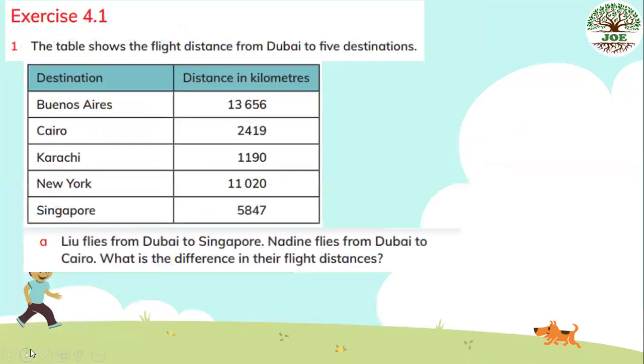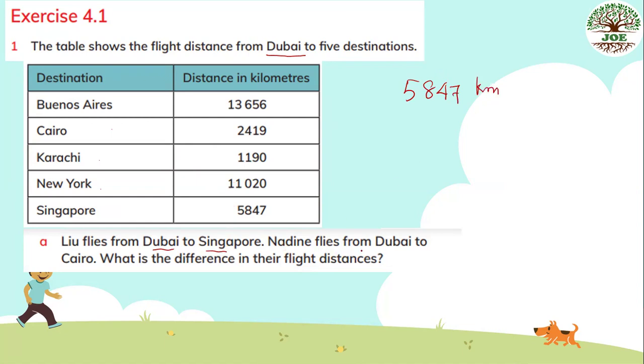Exercise 4.1. The table shows the flight distance from Dubai to 5 destinations: Buenos Aires, Cairo, Karachi, New York, and Singapore. And part A, Leo flies from Dubai to Singapore. Dubai to Singapore is 5,847 kilometers.